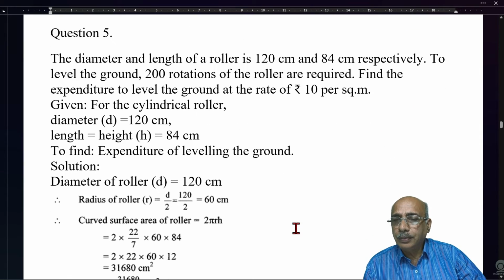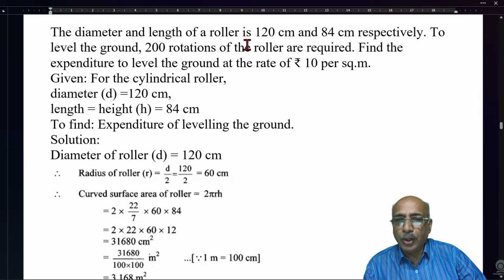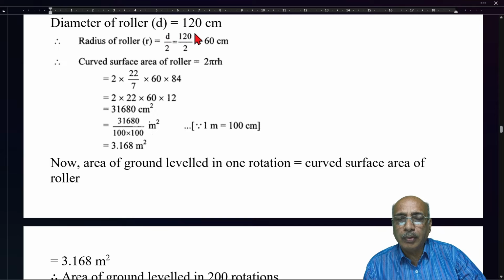Next question. The diameter and length of a roller is 120 centimeter and 84 centimeter respectively. To level the ground, 200 rotations of the roller are required. Find the expenditure to level the ground at the rate of rupees 10 per square meter. Given for the cylindrical roller, diameter D equals 120 centimeter, length, meaning length of the cylinder, is height, equals 84 centimeter. To find the expenditure of leveling the ground. Solution: diameter of a roller equals 120 centimeter.